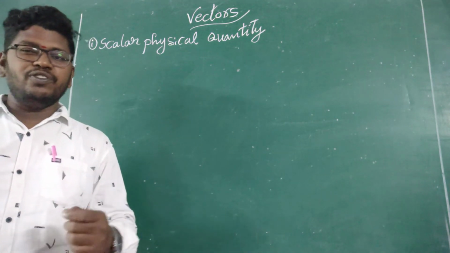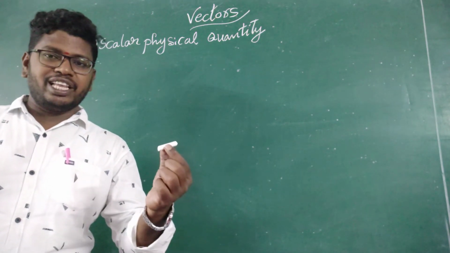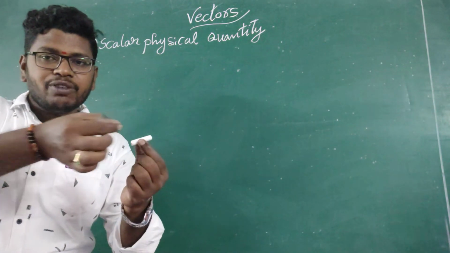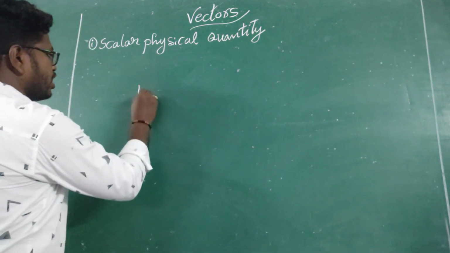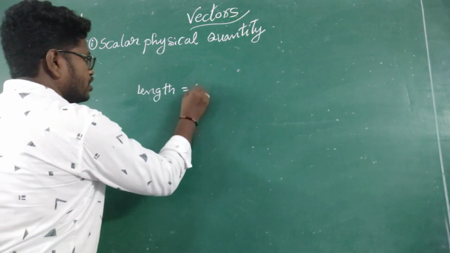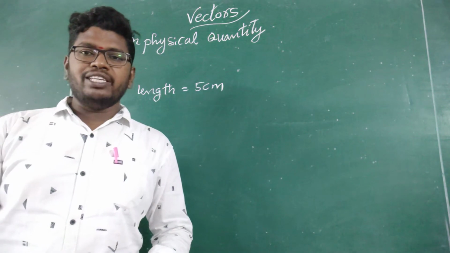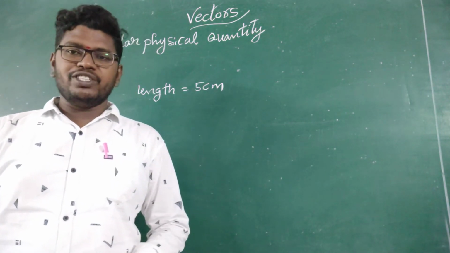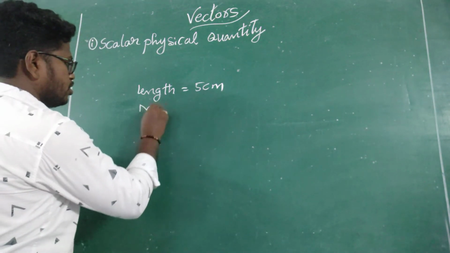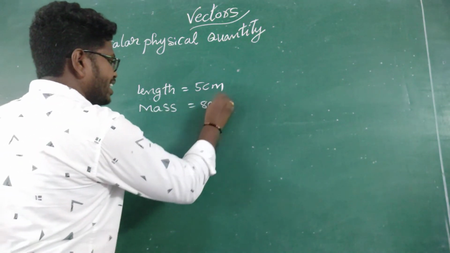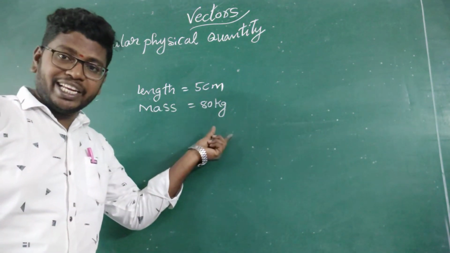Before going to discuss this, let me discuss one example. If I take a chalk piece, what is its length? We take a 15 centimeter scale and measure it. Then we can say that the length is 5 centimeters. What is my weight? With the help of a physical balance or weight machine, I can measure it. My weight is 80 kg. If you observe here, length is 5 centimeters, weight is 80 kg.